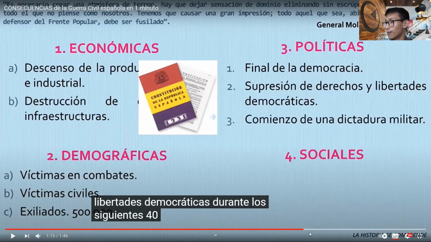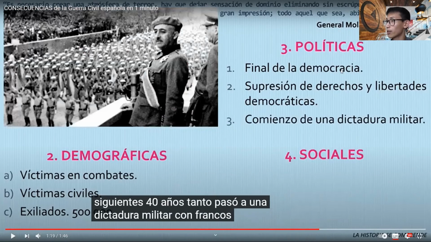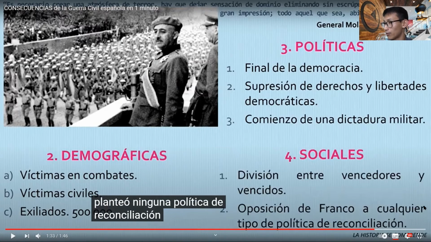And then socially and politically, the Second Republic ended. So that was the end of democracy. And then you have Franco, who suppressed a lot of the liberties. And then finally, socially, Spain was even more divided between the winners and losers. And now let's go back to the PowerPoint.